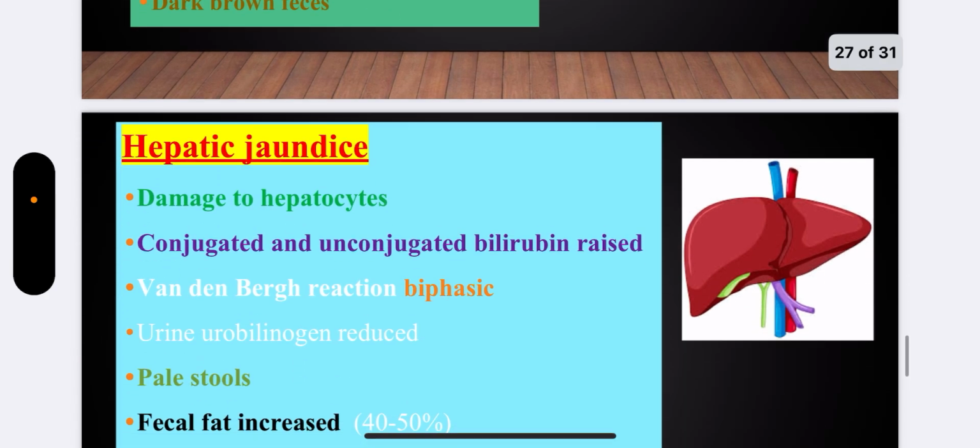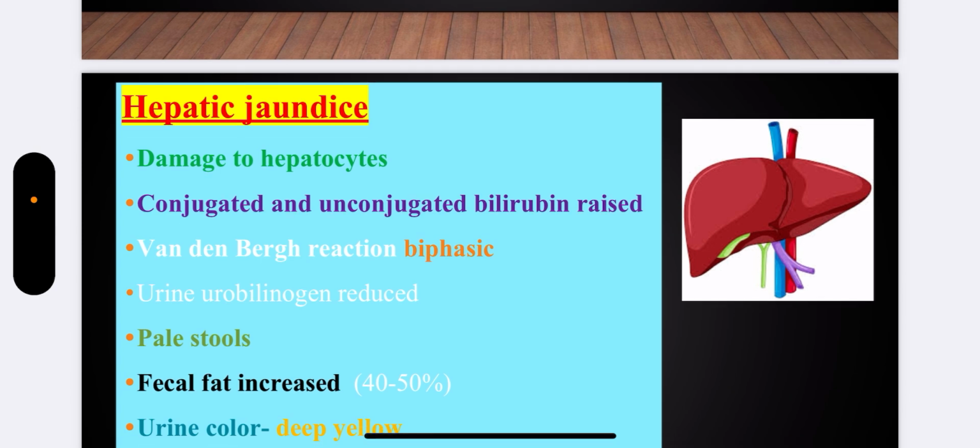The second type is hepatic jaundice. This type occurs when there is damage to the hepatocytes or some infection inside the liver. There is an increase in both conjugated and unconjugated bilirubin. So we can say the Van den Berg reaction is biphasic. Unconjugated shows indirect positive, conjugated shows direct positive. Here both are raised, so it is biphasic. Urine urobilinogen will be reduced.